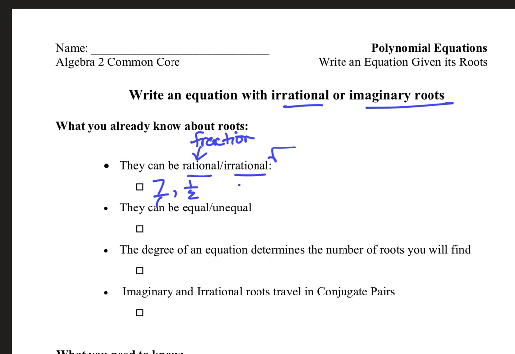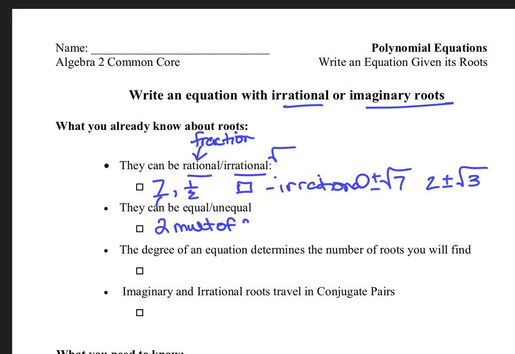So irrational would be, let's just say, radical 7. But remember, whenever we put the square root on to solve these equations, we will get a plus or a minus. Another example would be 2 plus or minus radical 3. These are examples of irrational roots. They can be equal or unequal. For example, if we say 2 with a multiplicity of 3, that means we have 3 roots and they're all 2, so they're all the same. That would be equal. Unequal is just everything else.